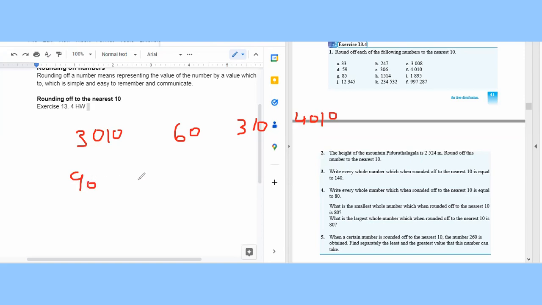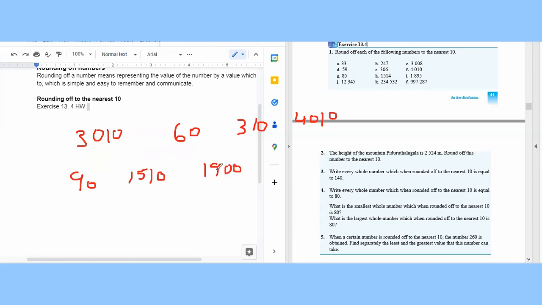1514 would be 1510, because 4 is less than 5, so you round down. When you round down, you go to the previous multiple of 10, which is 1510. Then we have 1895. 5 is 5 or more than 5, so you round up. When you round up, you get the next multiple of 10. That is 1900.